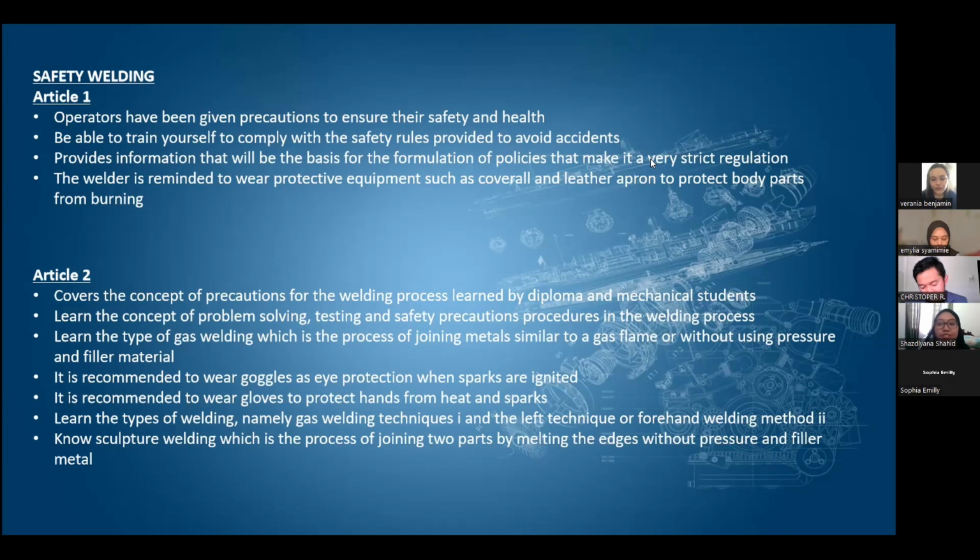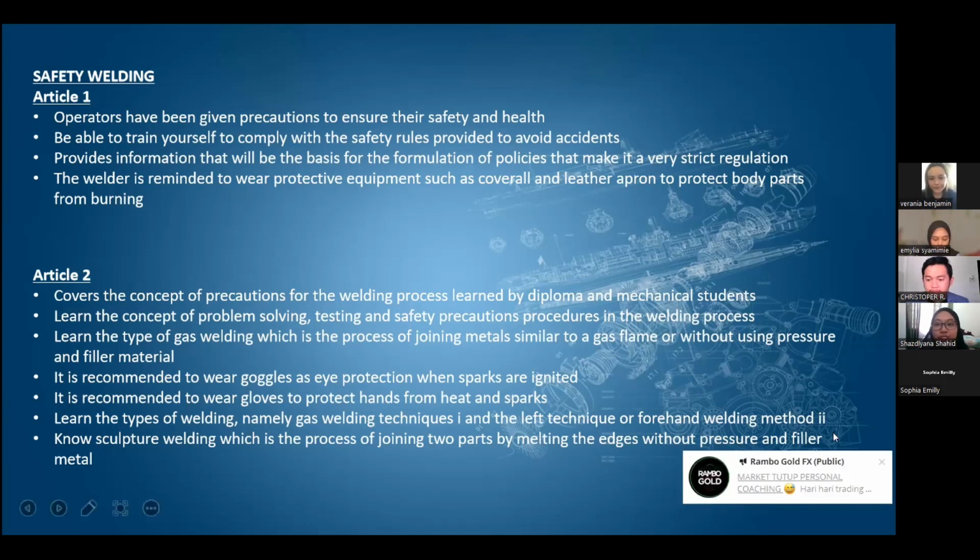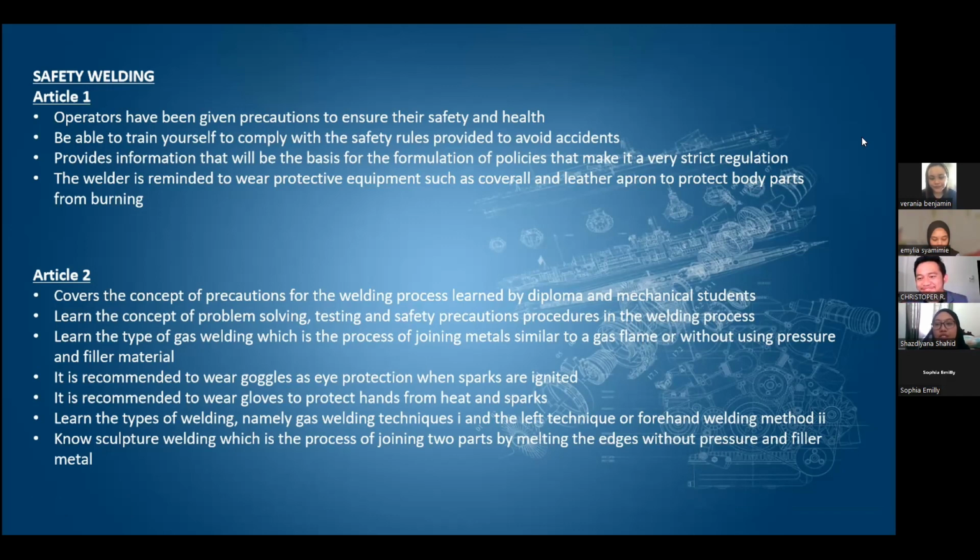It can also provide information that will be the basis of policy making, which makes very strict regulations. In jobs involving welding, the welder is reminded to wear protective equipment such as coveralls and leather aprons to protect body parts from burns.